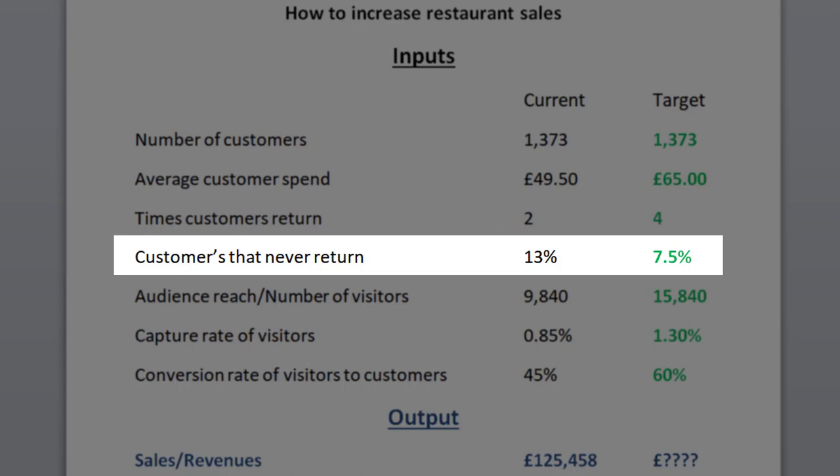So by focusing in on this number, we can have an impact on future customers and maybe even convert those customers that didn't want to come back by speaking to them and asking what was wrong and making improvements. So the current percentage is 13%, and we're looking to target to reduce that to 7.5%.